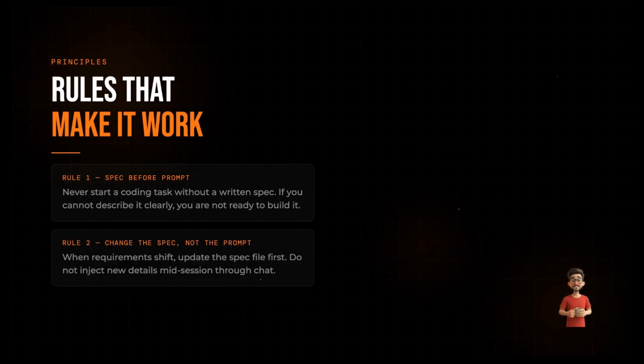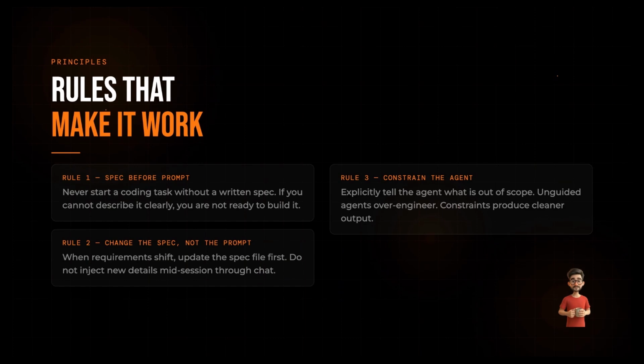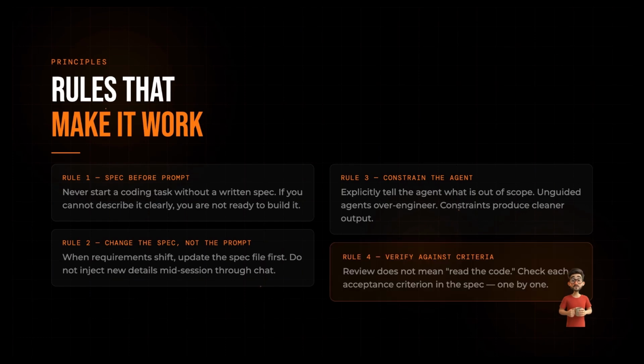Rule 2, change the spec, not the prompt. When requirements shift, update the file first. Rule 3. Constrain the agent. Tell it explicitly what is out of scope. Unconstrained agents over-engineer. Rule 4. Verify against criteria. Reviewing the code is not enough. Check each acceptance criterion in the spec, one by one, the same way a QA engineer would.